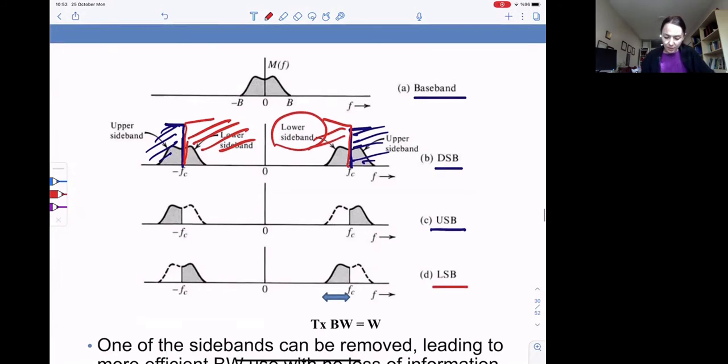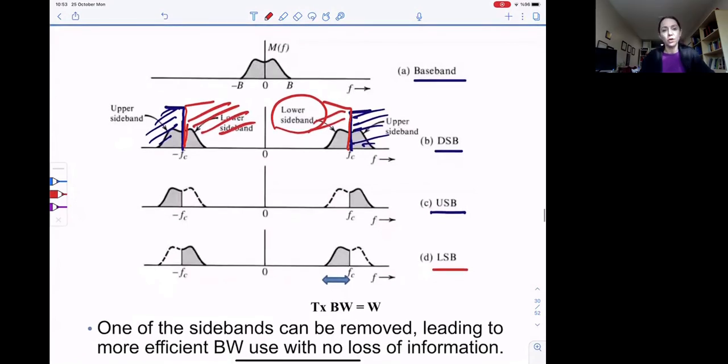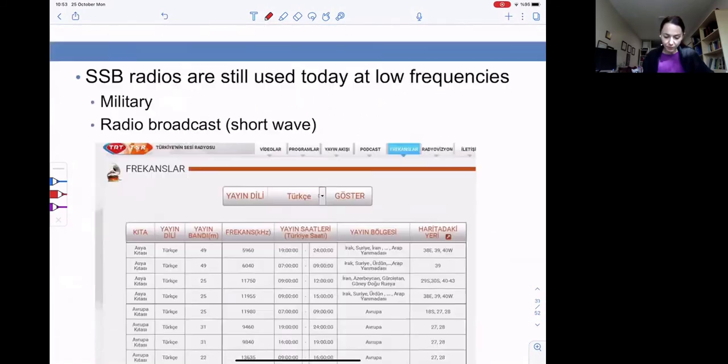It is sufficient, in terms of sending the same amount of information, to transmit either the upper sideband or the lower sideband. Okay, so in that way, we would be using the bandwidth more efficiently, be able to fit more signals into the spectrum with no loss of information. Of course, there's going to be some additional processing needed, like better filters, etc. We will come to that.